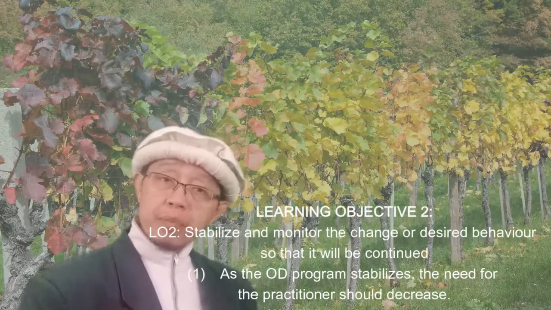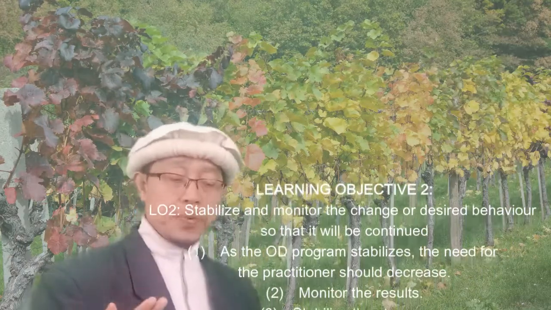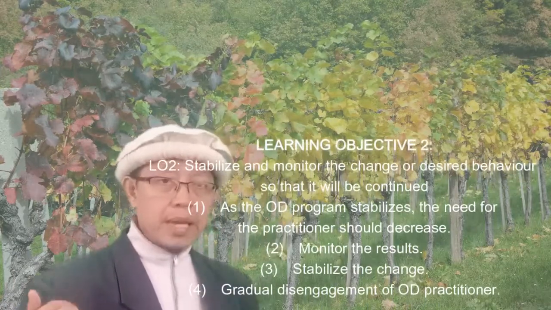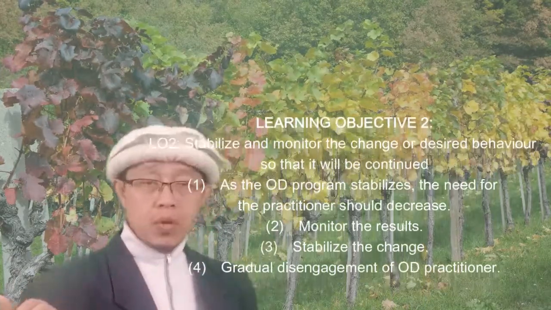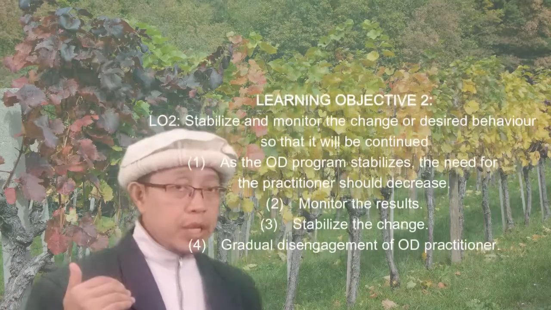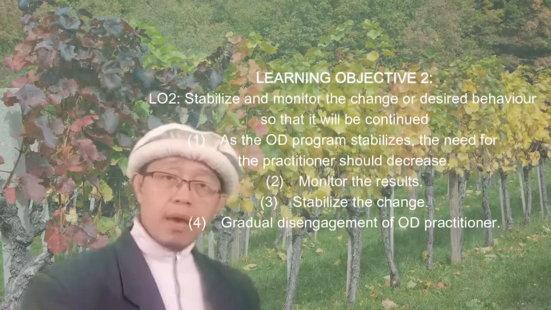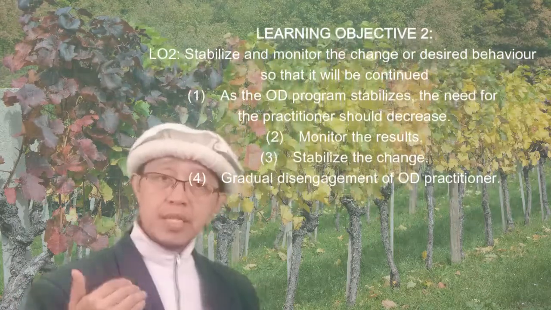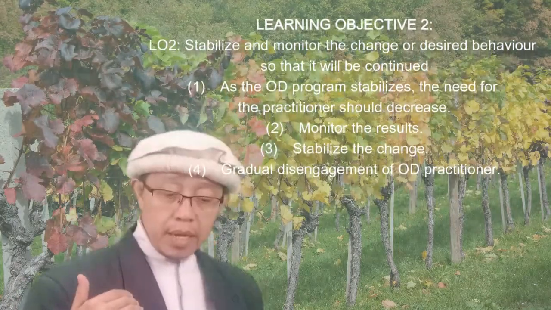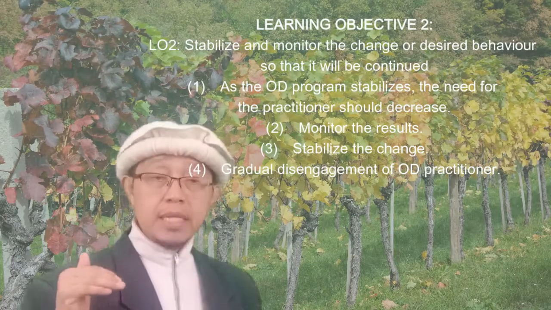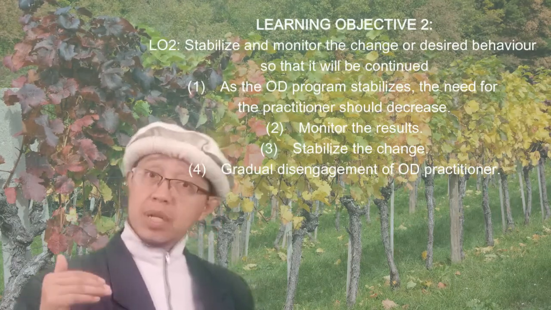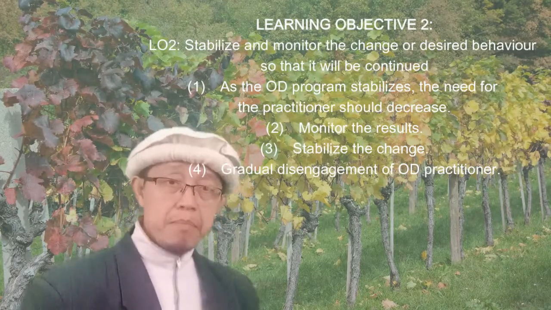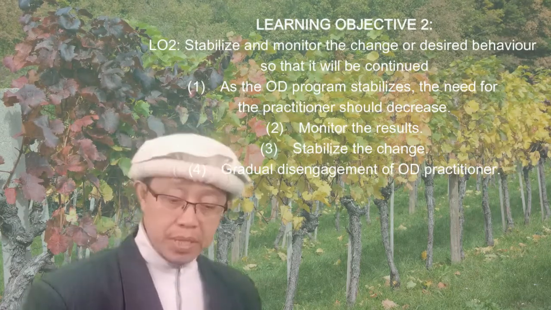As the audit program stabilizes, the need for the practitioner should decrease. So they become less significant to the organization because the change is getting stabilized, and there is a need to monitor the results over time, within 6 months or within a year, and then look at the stabilization of the change, where it becomes a new norm to the participating members in the change program and they get used to the new ways of doing things.